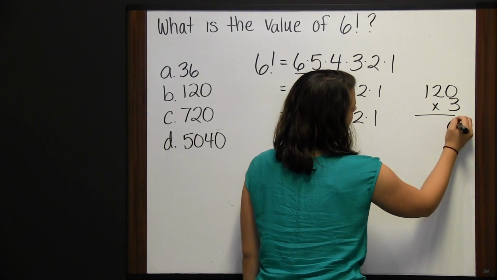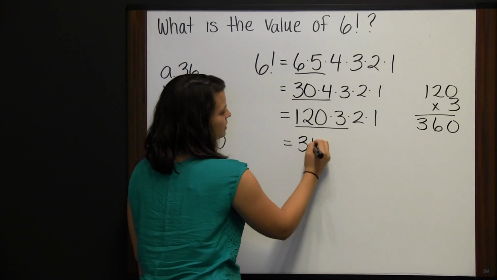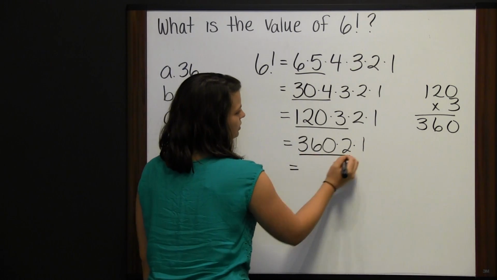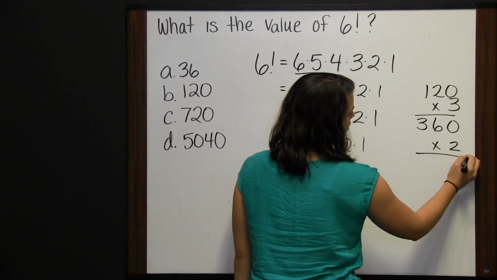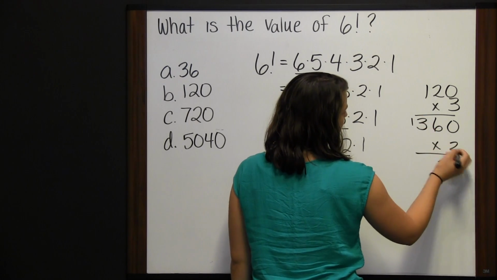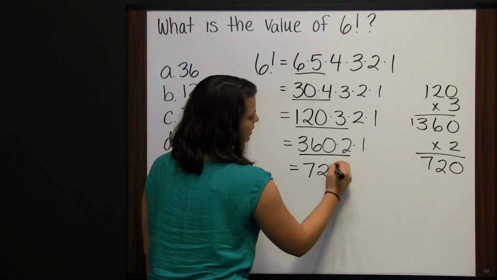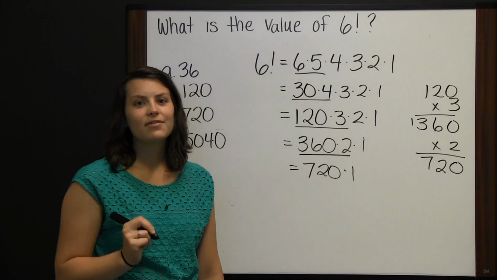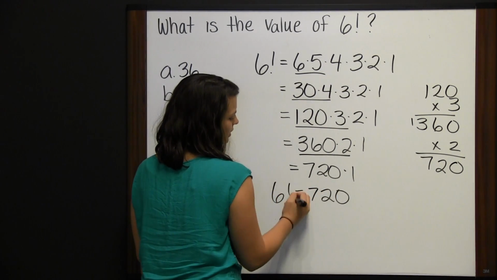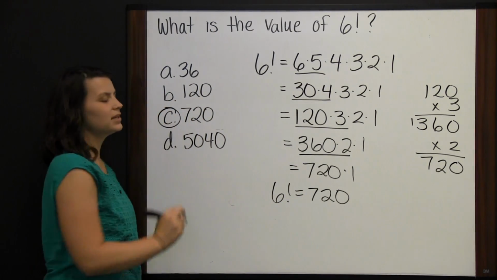3 times 0 is 0. 3 times 2 is 6. 3 times 1 is 3. So 360 times 2 times 1. And 360 times 2. 2 times 0 is 0. 2 times 6 is 12. Carry the 1. 2 times 3 is 6, plus 1 is 7. So 720 times 1, and 720 times 1 is just 720. So 6 factorial is equal to 720. Answer C.